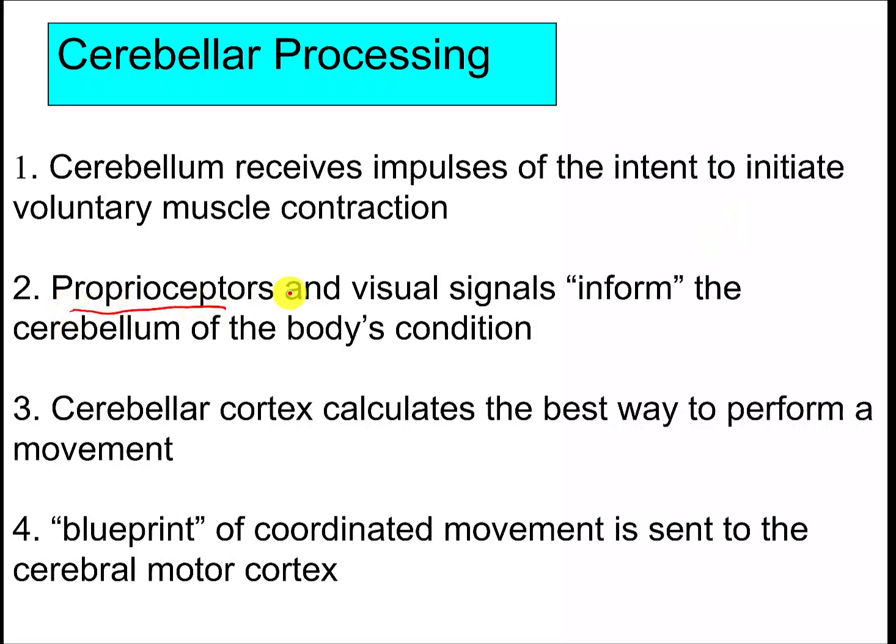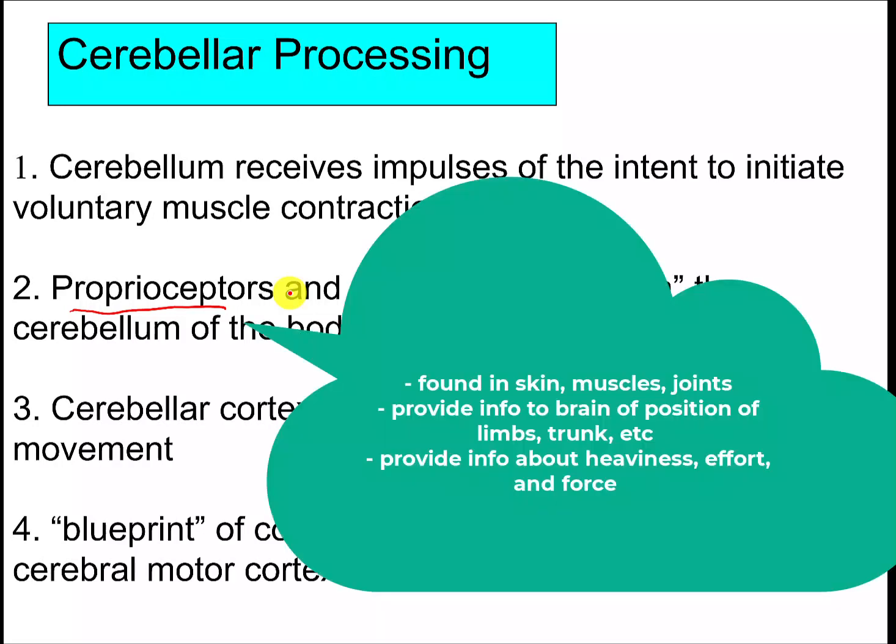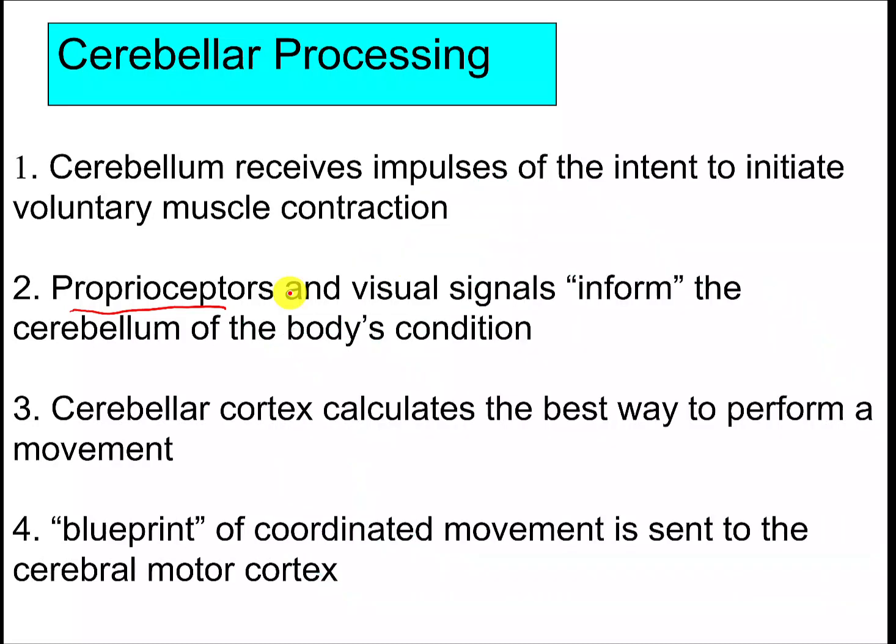Proprioceptors and visual signals inform the cerebellum of the body's condition in space. Proprioceptors are found in skin, muscles, and joints. And they basically provide the brain with information about where the limbs and the body are at that point in time. They can also provide information about force, sense of heaviness, things like that. But anyways, the cerebellum gets that information, so it knows where the legs are and the arms and the torso, all of that. And then it calculates the best way to perform the movement.